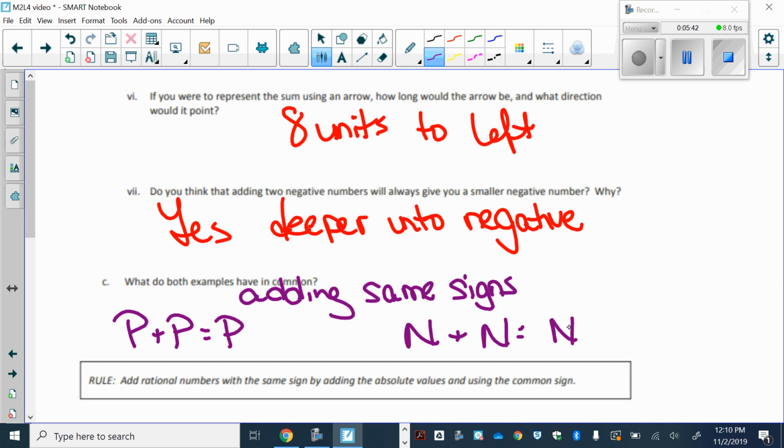So the rule, adding rational numbers. So remember, what we're doing with whole numbers still holds true for the fractions and decimals of positives and negatives. Adding rational numbers with the same sign by adding the absolute values and using the common sign. Really, just add them and keep the sign if you're starting with the same sign. I'll say it again. If you start adding 2 numbers or 3 numbers or 4 numbers, but if they are all the same sign, add it up and use the sign that they are.